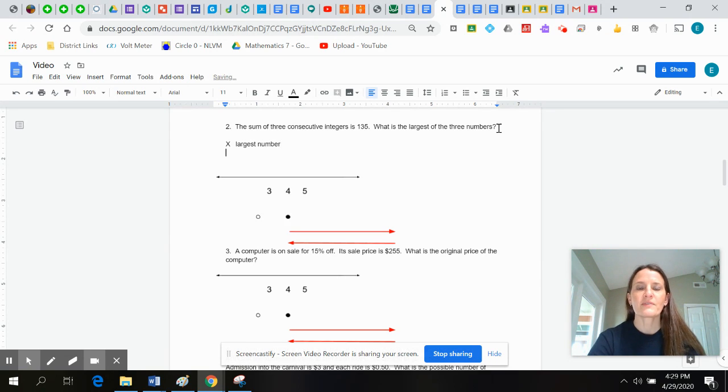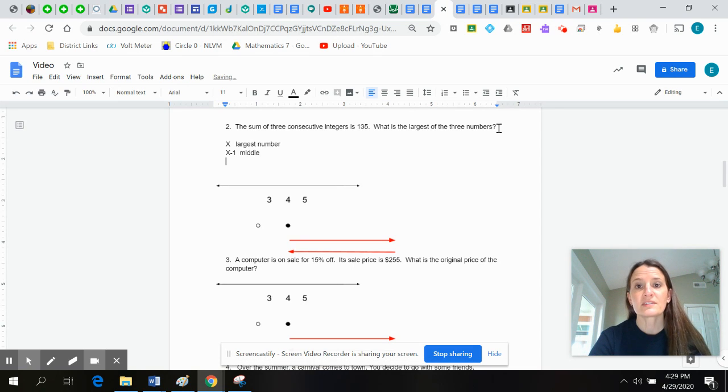So in terms of x, what would my middle number be? Because I need a small number, a middle number, and a large number. So if my large number is 15, won't my middle number be 14? So it's 1 less than the largest number. So it will be x minus 1. So that's my middle number.